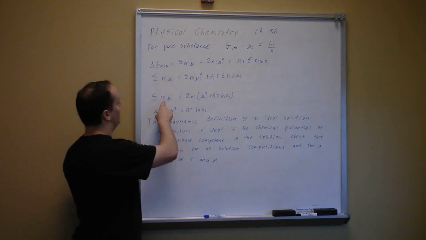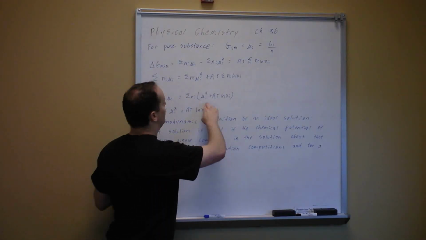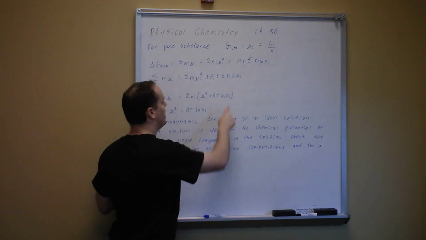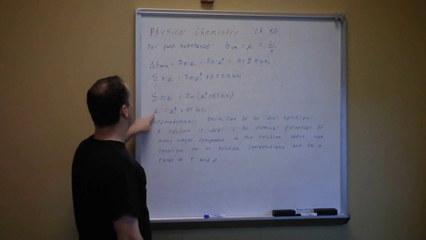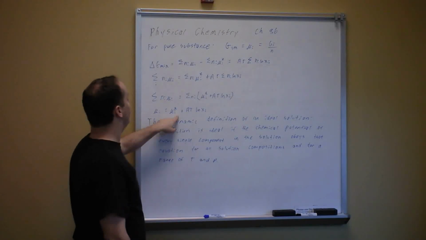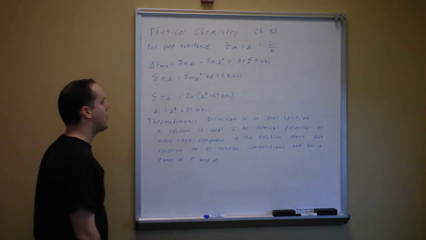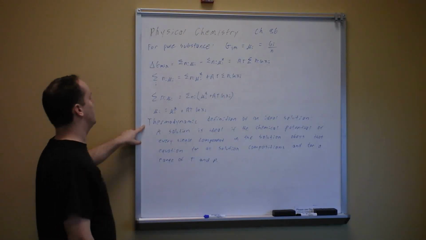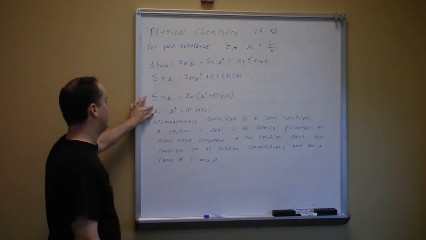So we get the sum of n_i mu_i equals the sum of n_i mu_i star plus RT natural log of x_i. This is an i here, obviously. So mu_i is going to be equal to mu_i star plus RT natural log of the mole fraction of x_i. Okay, so now we can talk about this formula here. This is our thermodynamic definition of an ideal solution.